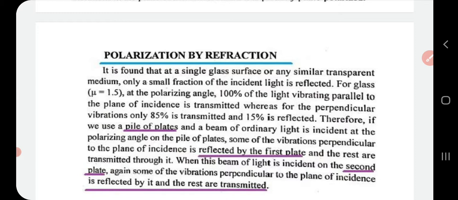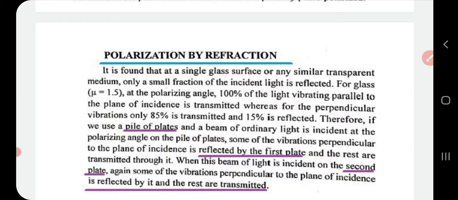Suppose that you are having a glass surface. Now reflection from a single glass plate will be a very small percentage. So if you are using more and more glass plates, more and more reflection you will get. If you are using a pile of plates, or a collection of plates, then you will be able to produce plane polarized light. That is written in the first paragraph.